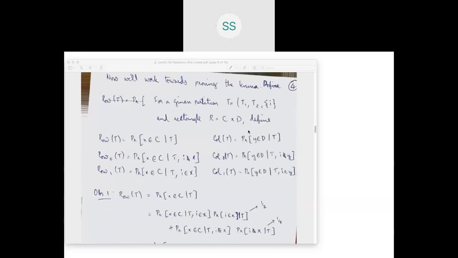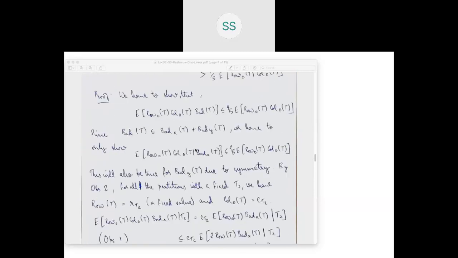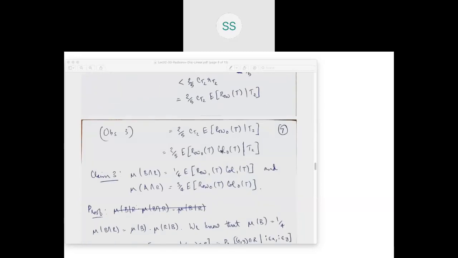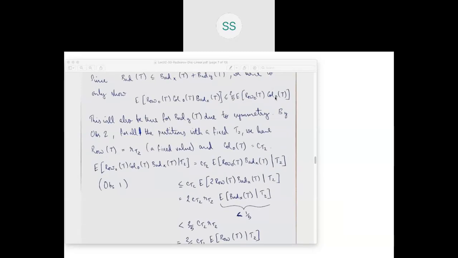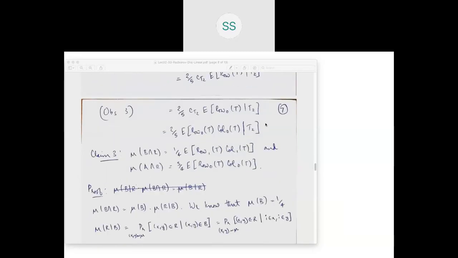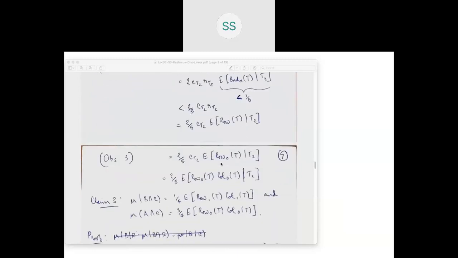Observation 3 said that rho T given T2 is equal to rho 0T given T2. So we substitute this with rho 0T given T2. And now we take in the column CT2, which is column 0T, and we have the right hand side that we wanted: 2/5 expectation of rho 0T and column 0T. We proved it for all the partitions with T2 fixed, but that's okay because this holds for each T2, so it holds for all the partitions.